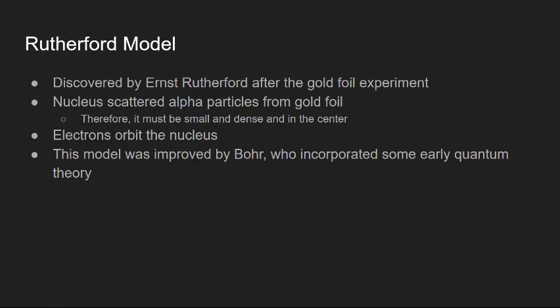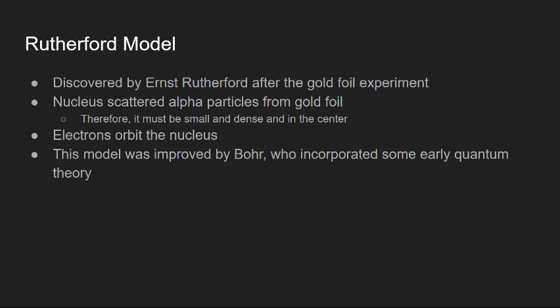Next, we have the Rutherford model, discovered by, you guessed it, Rutherford. He conducted a gold foil experiment, which consisted of aiming alpha particles at a piece of gold foil. He noticed that most of the particles just passed straight through the foil, as if there was nothing there at all, and only a small percentage were deflected at large angles, with about 1 in 8,000 being deflected straight back at him.